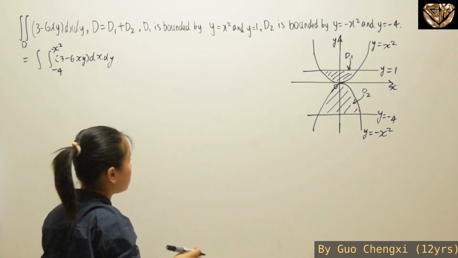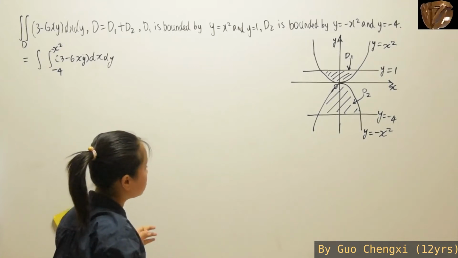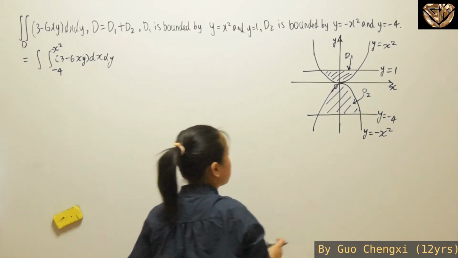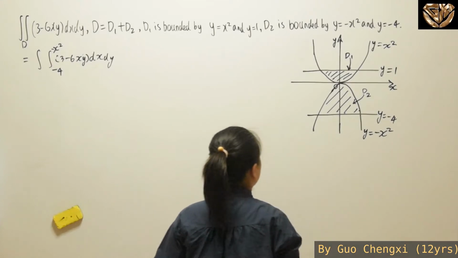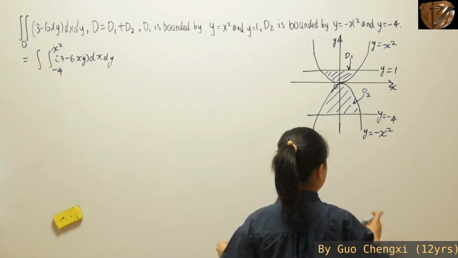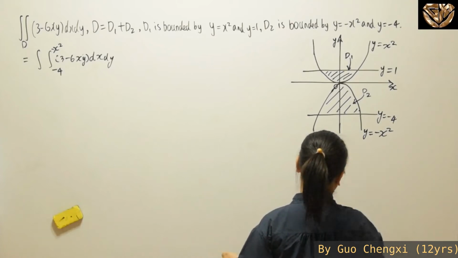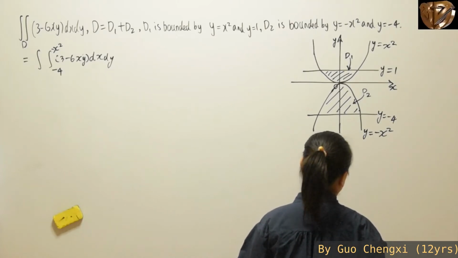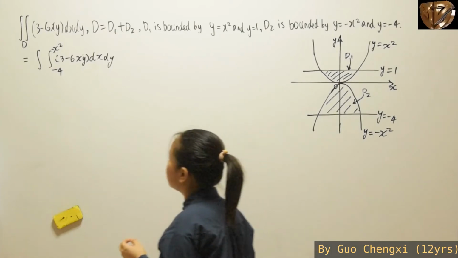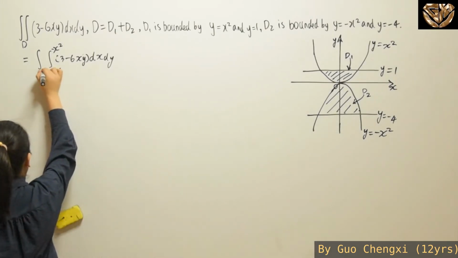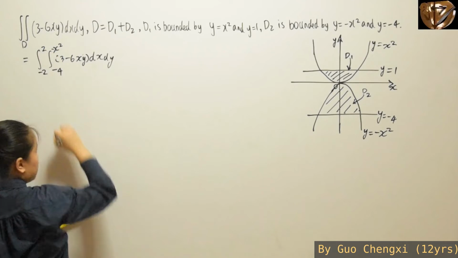and then what we're going to have for our x will simply be here. So for this part y is equal to negative x squared. So negative x squared is equal to negative 4. So x squared is going to be 4. So x will be from negative 2 to 2.